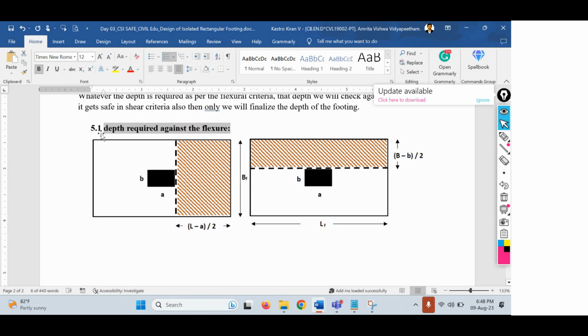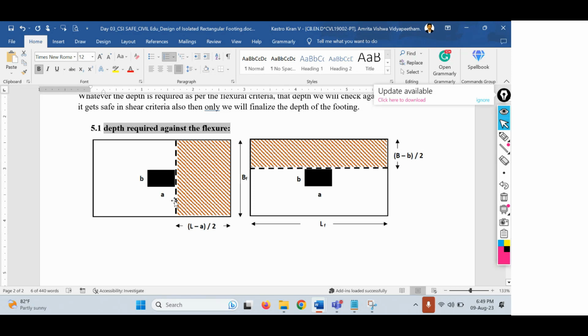Now here we have to calculate the moment at the face of the column. So whatever is the face of the column along the width side and also along the length side. This is the length side and this is the width side. So along the faces of the columns, that is along A and along B, small a and small b, those are the faces of the column. So we have to calculate the moment at the face of the columns on the length direction and also on the width direction as well.